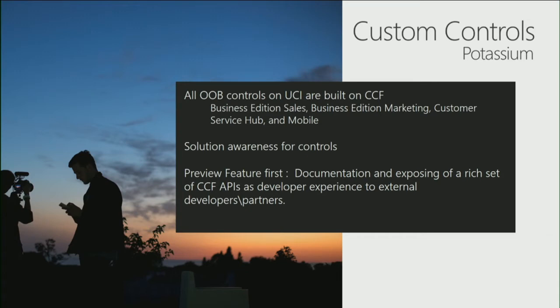Again, it's solution aware. And this is a preview feature first. We're not opening it up for ISVs to build on top of just yet, but this will come soon. We have to build out a test harness, so we're just going to document it in this release and expose the CCF. We're using it internally to build everything, and then eventually we're going to open this up so that ISVs can build their own custom controls and use the test harness that we'll give in Visual Studio, and then they can deploy them back into CRM.